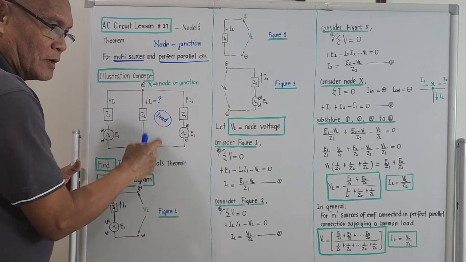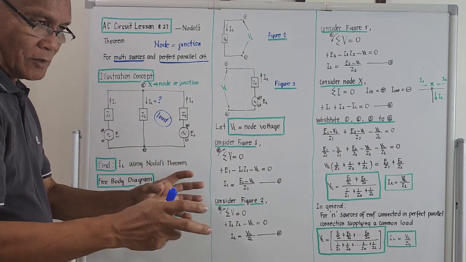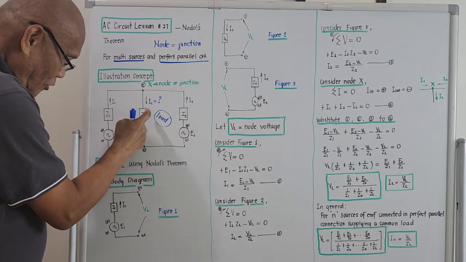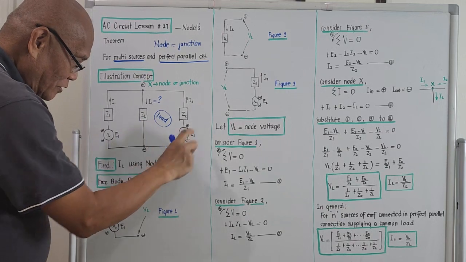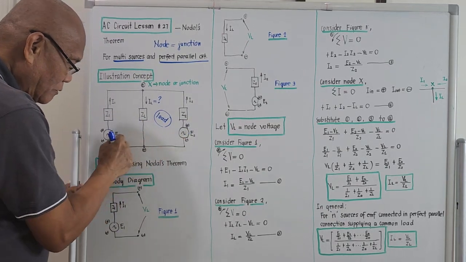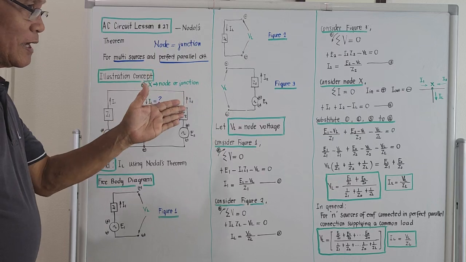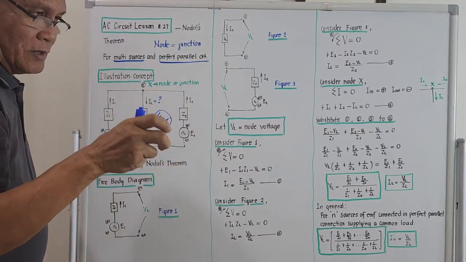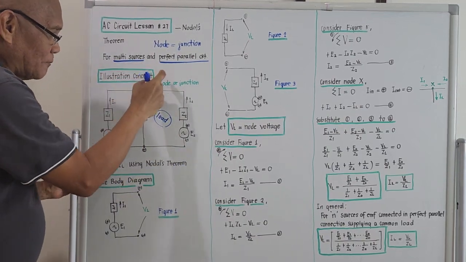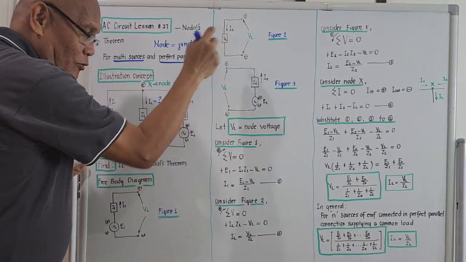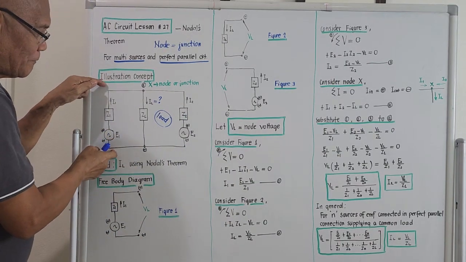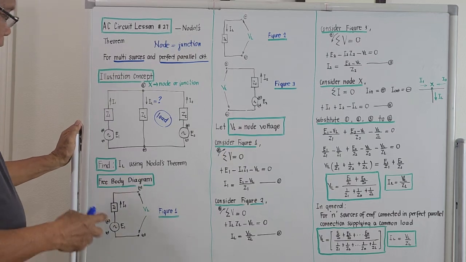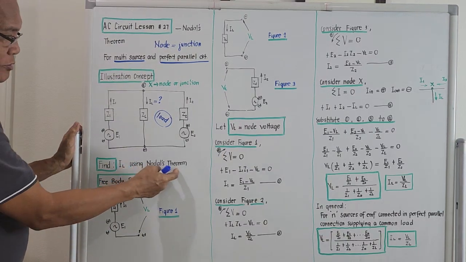So the concentration of the problem under Nodal's theorem is the computation of the current drawn by this load Z sub L when it is connected in parallel with E2 and E1. That's why I told you a while ago, Nodal's theorem is specially used for multi-sources and perfect parallel circuit connection. They are in parallel. Let's bring out the unknown: find I sub L using Nodal's theorem.